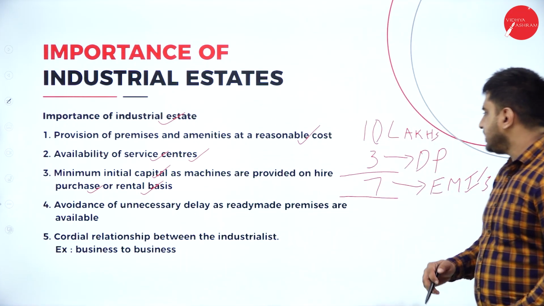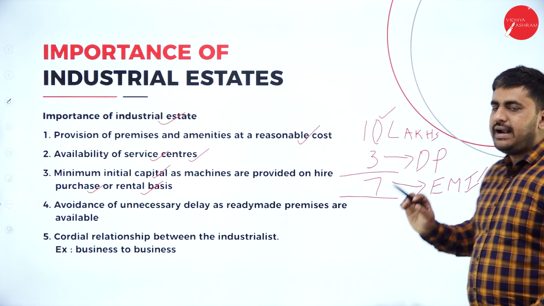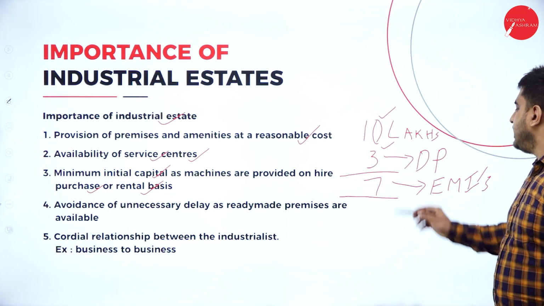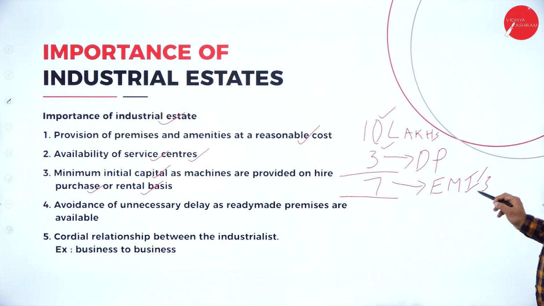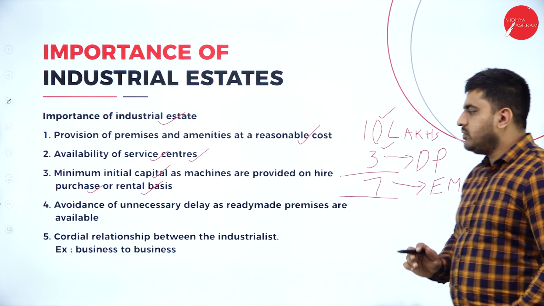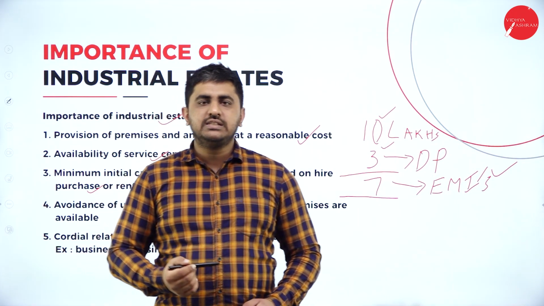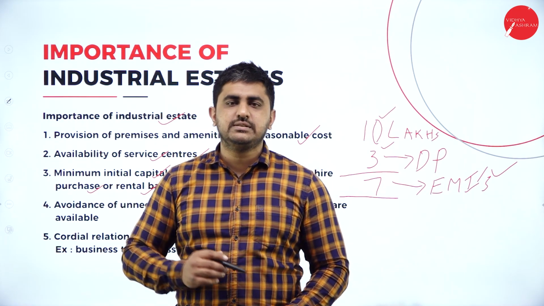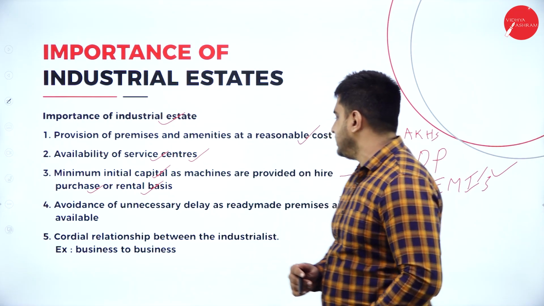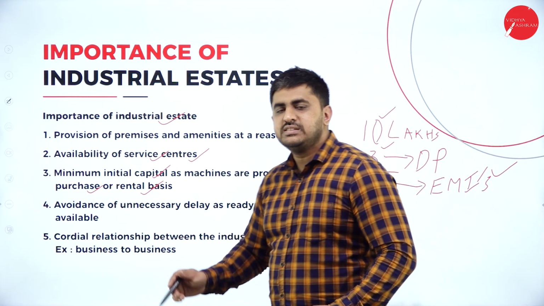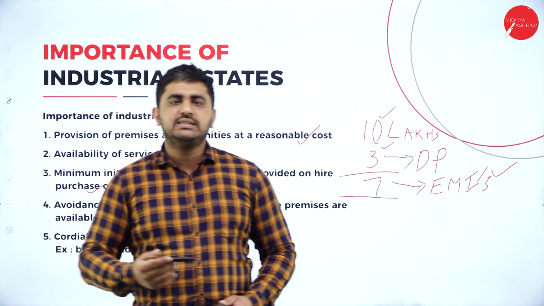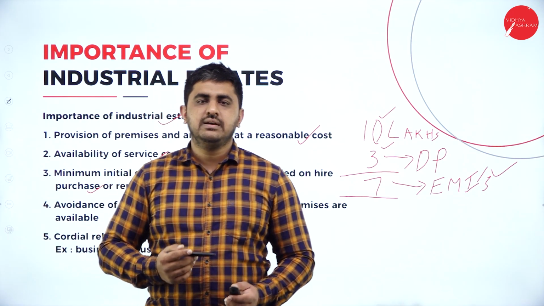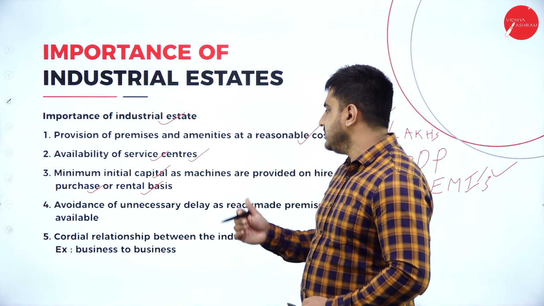That is, the cost of the machine is 10 lakhs and you do not have 10 lakhs. You have only 3 lakhs. So you make the down payment of 3 lakhs. The remaining 7 lakhs has to be paid in the form of EMIs. And one more thing is, you get the ownership of the machine only after paying the last EMI. Till then, the ownership of the machine is not transferred. This is hire purchase. So next, rental basis means every month you have to pay rent. For example, you take a machine, so you will have to pay 15,000 or 20,000 rent for the machine until you use it. That is rental basis.